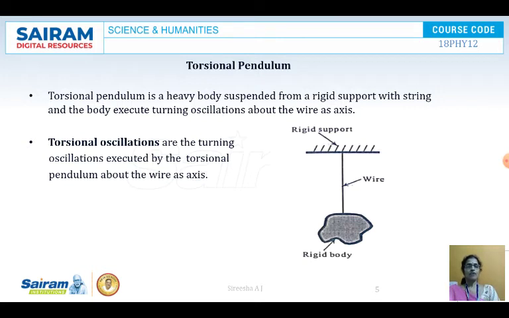Just how we have seen the torsion of a cylinder, a rod which is fixed at one end, the upper part, and the lower part is made to give a small twist. Twisting means it is rotated through a particular angle whose axis is along the length of the cylinder. Similarly, here the torsional pendulum is a heavy body suspended from a rigid support with a string. You can see here a string is nothing but a wire in the diagram, fixed to a rigid support, and the rigid body is suspended with a wire.